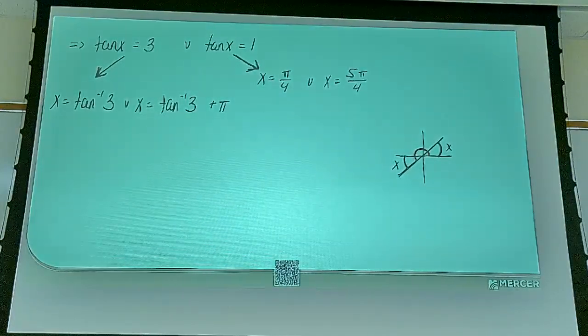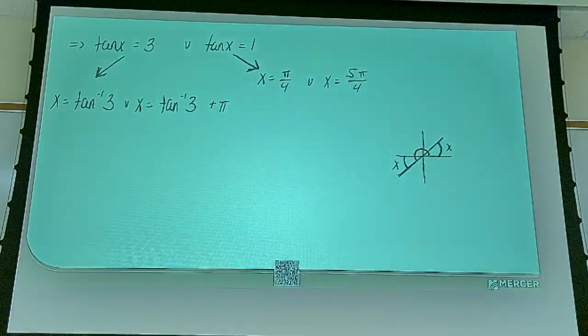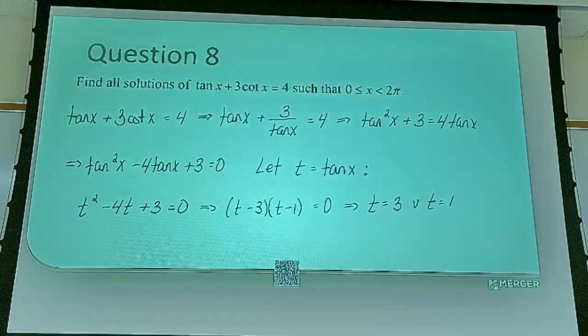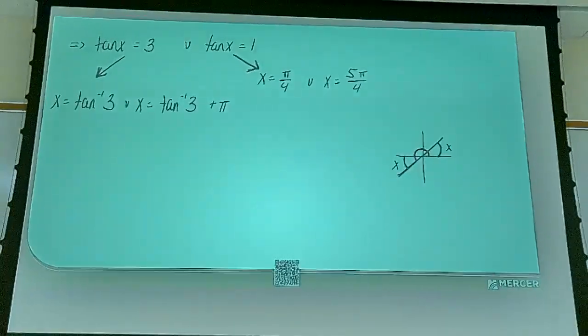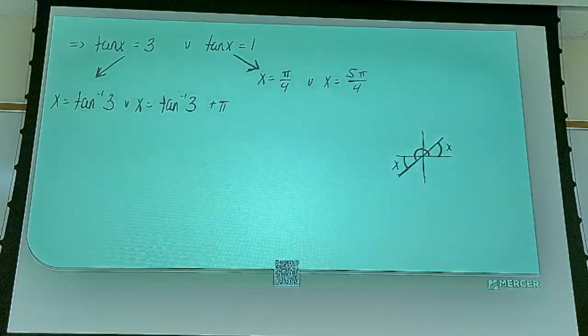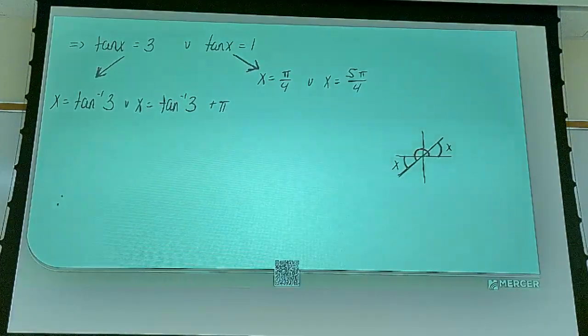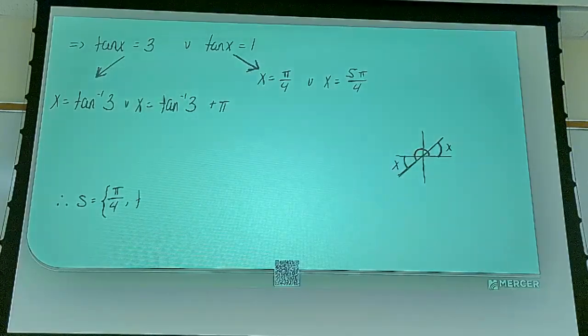You multiply by tangent, so we just have to make sure that tangent isn't 0, which at none of those angles is tangent 0. So here's our solution set: pi over 4, inverse tangent of 3, 5 pi over 4, and then inverse tangent of 3 plus pi.